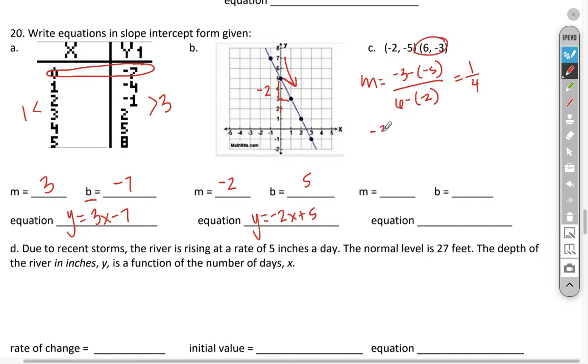So we're going to have negative 3 equals 1/4 times 6 plus b. We get negative 3 equals 3 over 2 plus b. And then we're going to subtract that 3 over 2. So negative 3 minus 3 over 2 is going to give us negative 9 over 2. So our slope is 1/4. Our b is negative 9 over 2. And our equation is y equals 1/4 x minus 9 over 2.